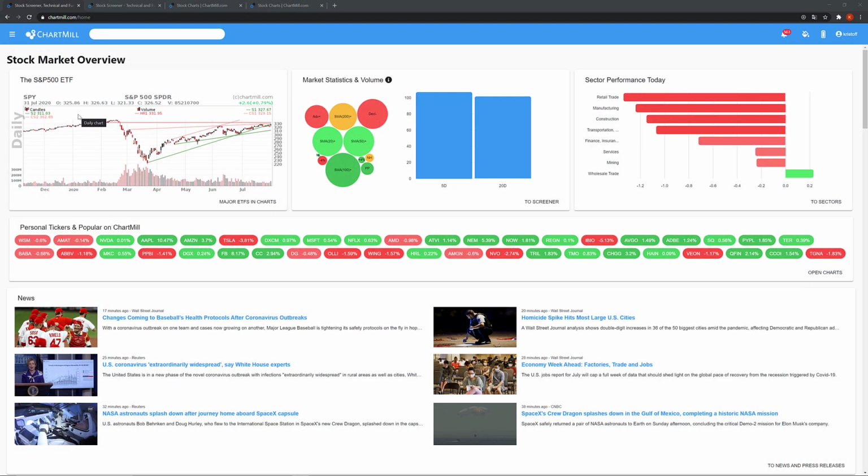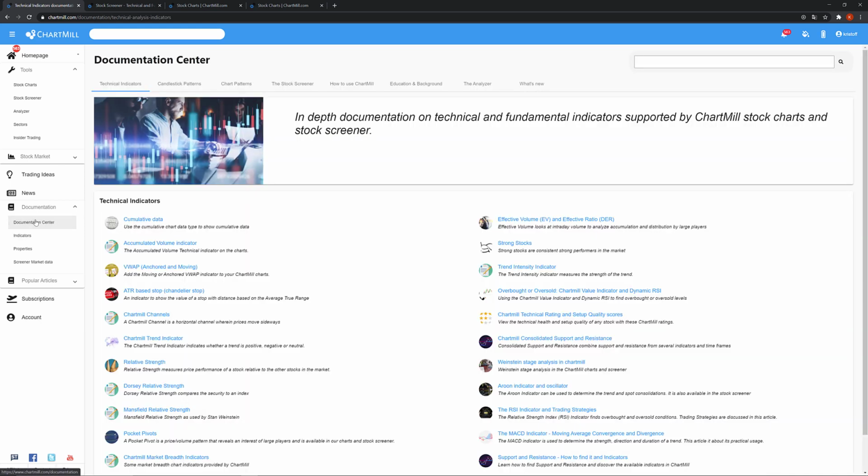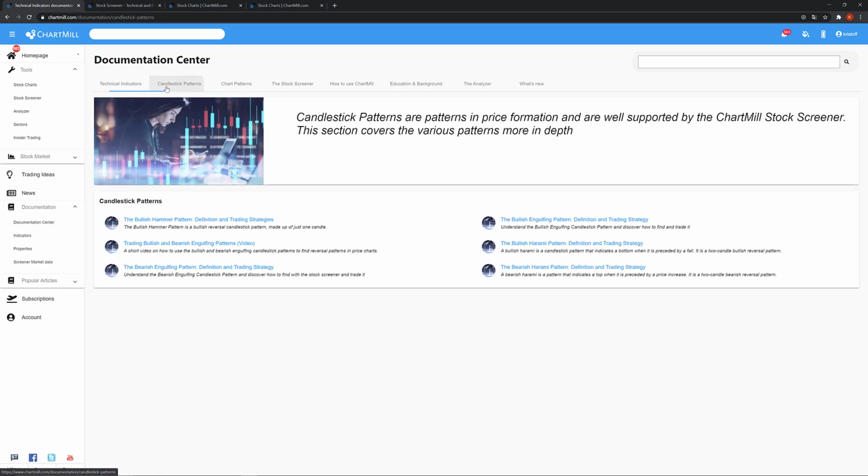In this short video I show you how to set up a screen to filter the Bullish Hammer pattern. An article about this candlestick pattern is available in our documentation section. If you haven't read it yet, I strongly advise you to do so first and then watch the video. In the article I describe the typical features of this candlestick pattern.